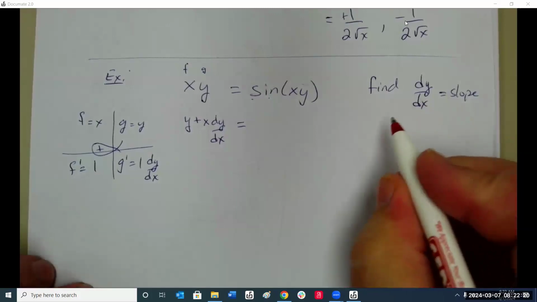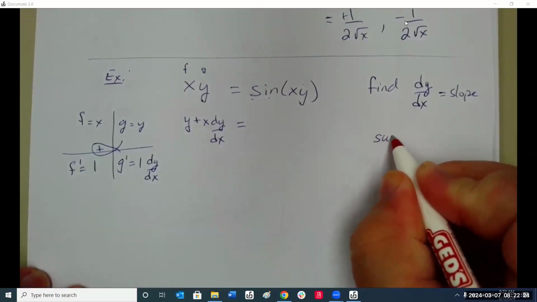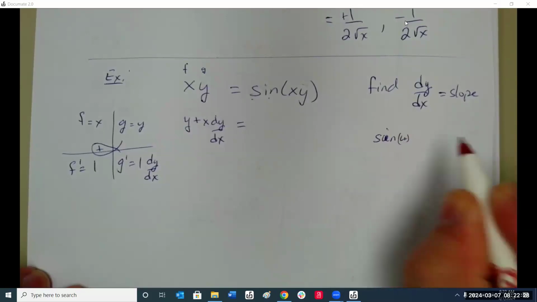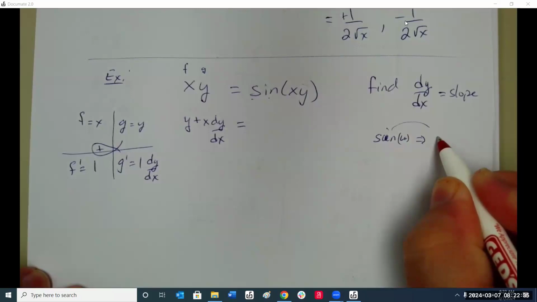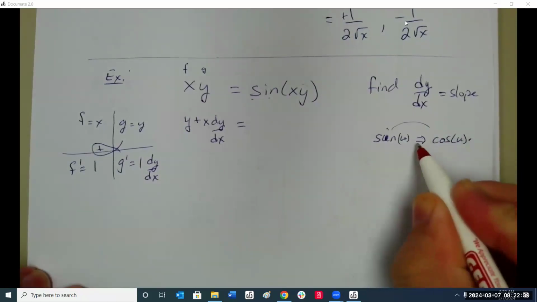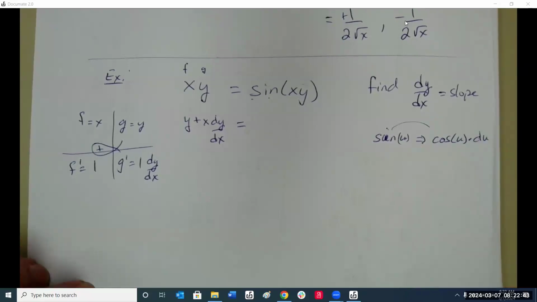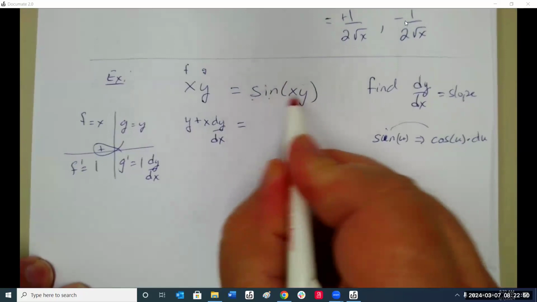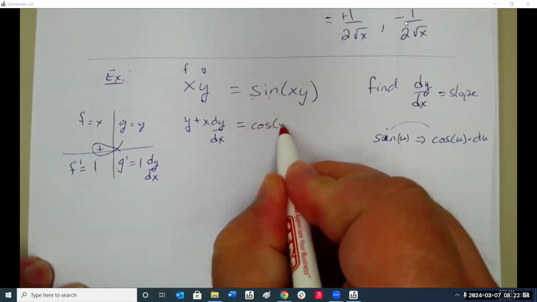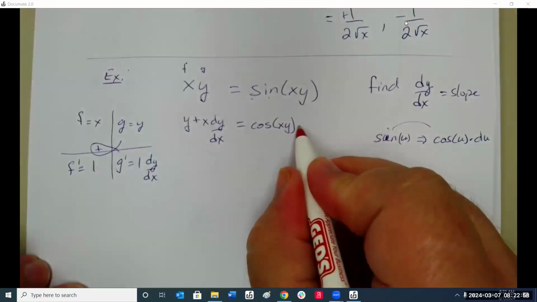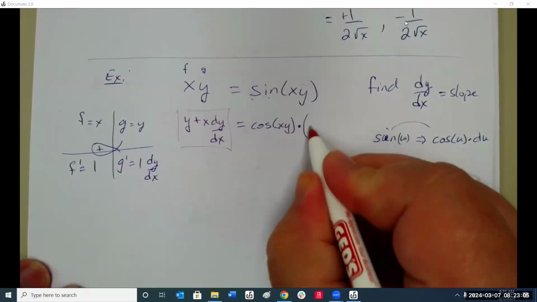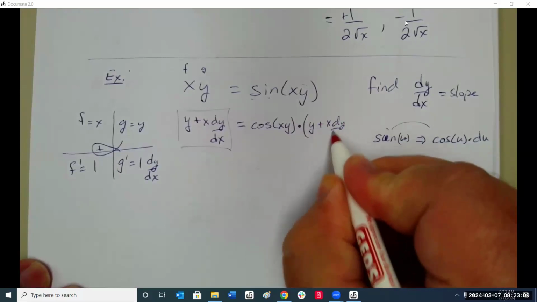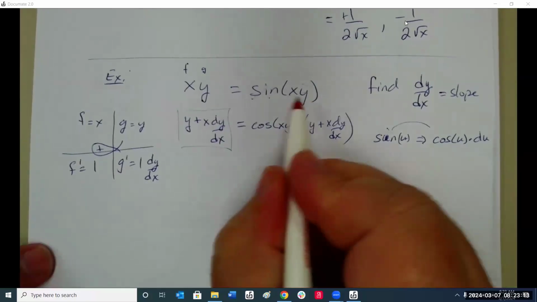What is the chain rule? The chain rule says this. If I have, in this case, sine of u, take the derivative of the outside, which is what? Cosine, times the derivative of the inside. So sine turns into cosine xy. That's the inside, that's the outside. Now we have to multiply by the derivative of the inside, which, fortunately for us, we have right here: y plus x dy dx, because it's a product. We have to do the product rule of that.